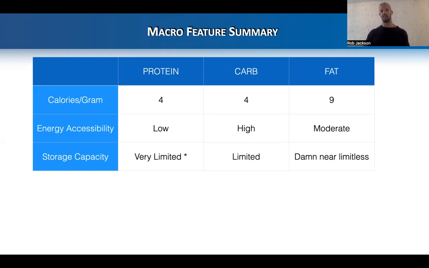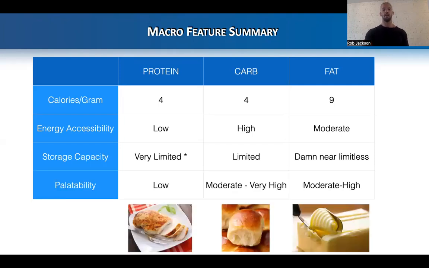Think of that property example: the value of property can be almost limitless. You can have a near endless store of energy in terms of fat, and we've seen examples of people like that. And then in terms of palatability, I've used these images just as an example because, again, lean chicken breast is probably not highly palatable.